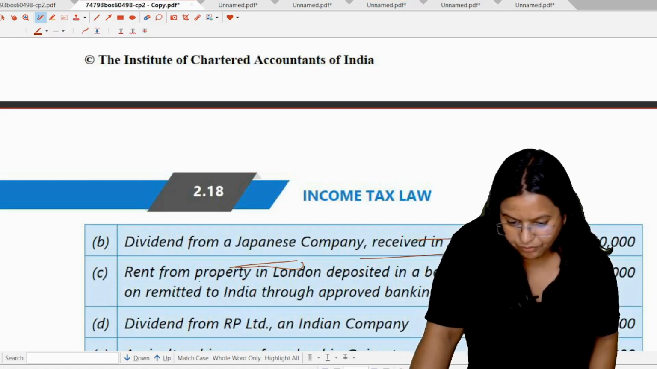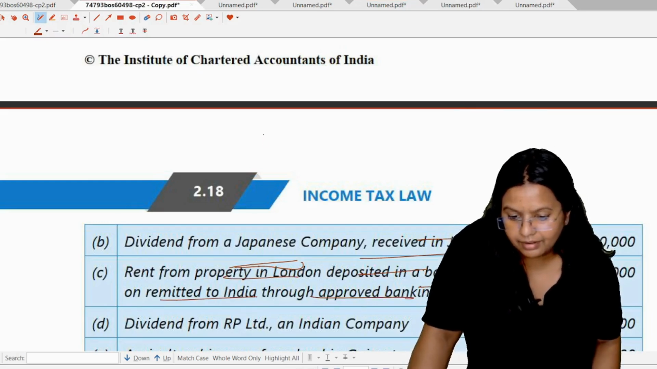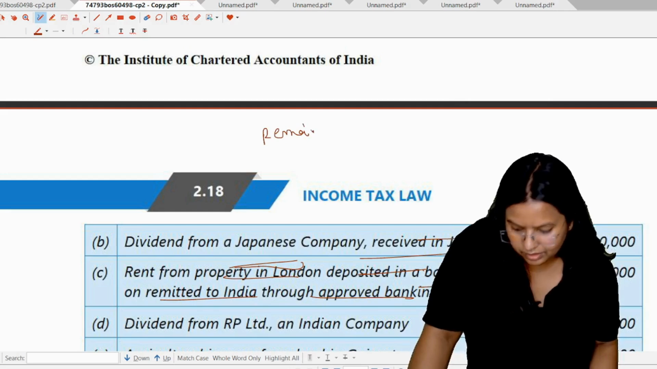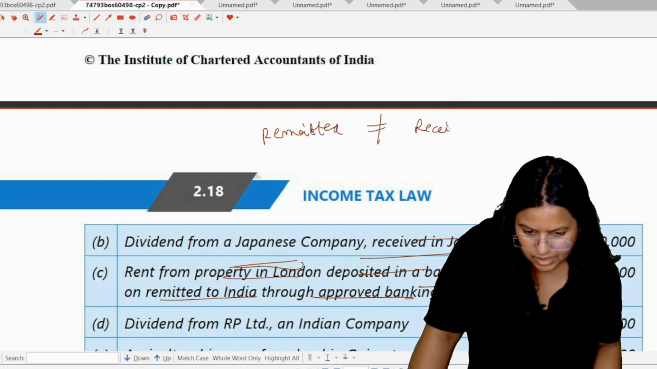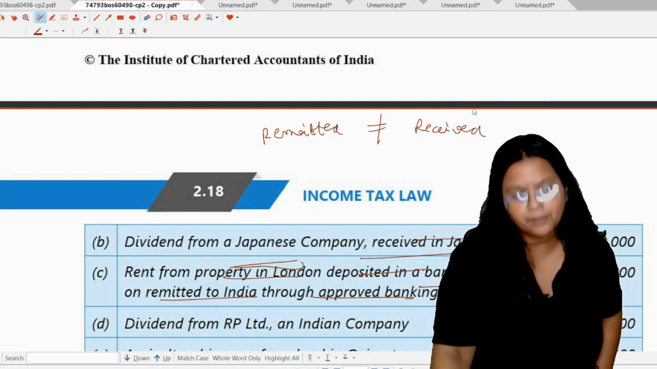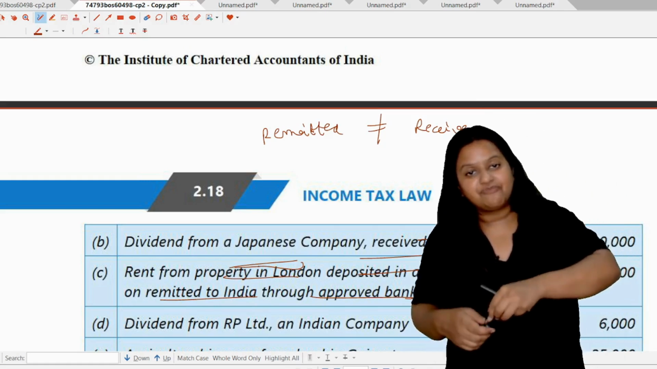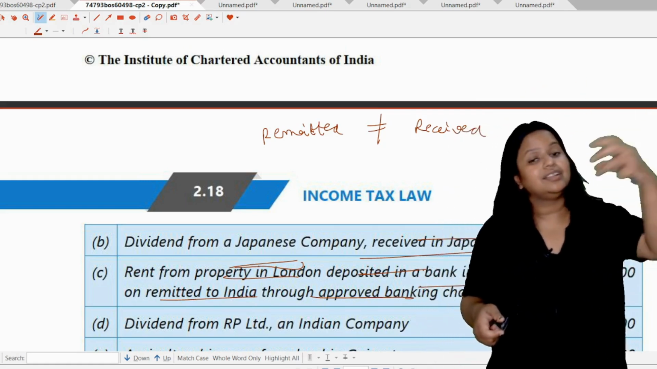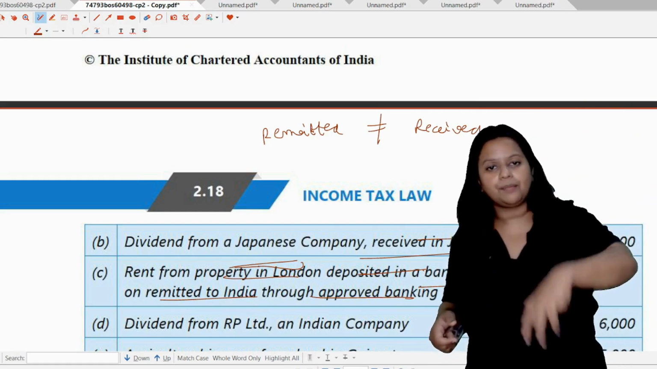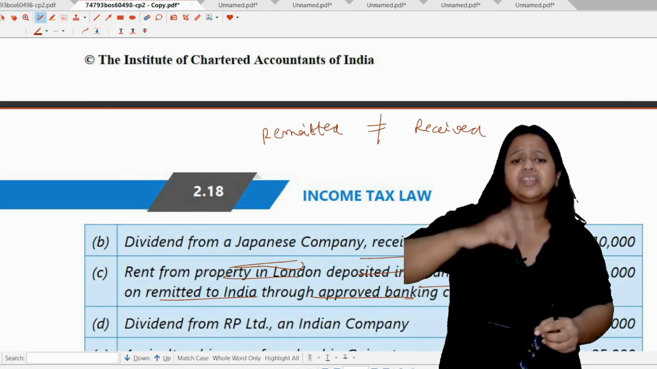Third point is rent from property in London deposited in a bank in London, later on remitted to India through approved banking channels. Remitted does not mean received. Remitted is not equal to received. Many students misinterpret this. Remitted means it has been received in London, but later on Mr. Anirudh transferred the amount to the Indian bank account. So this is not the receivable point. This is only a transfer.